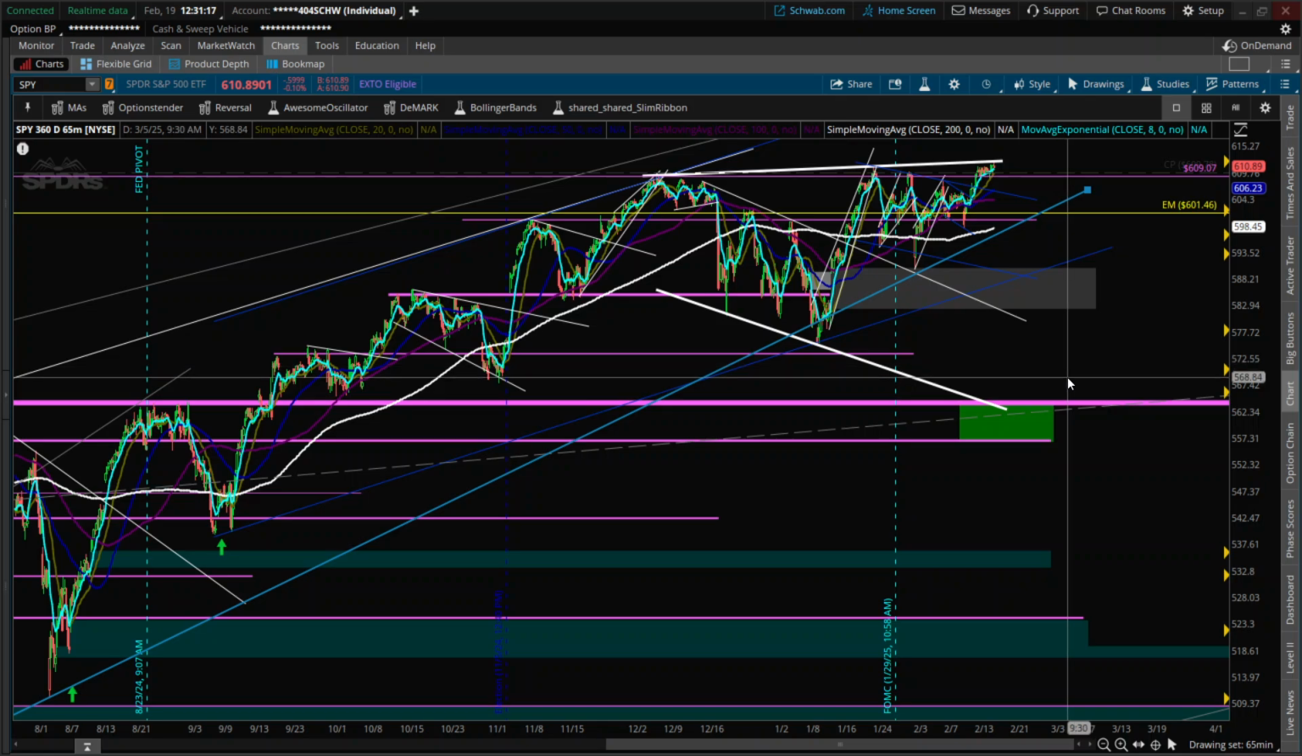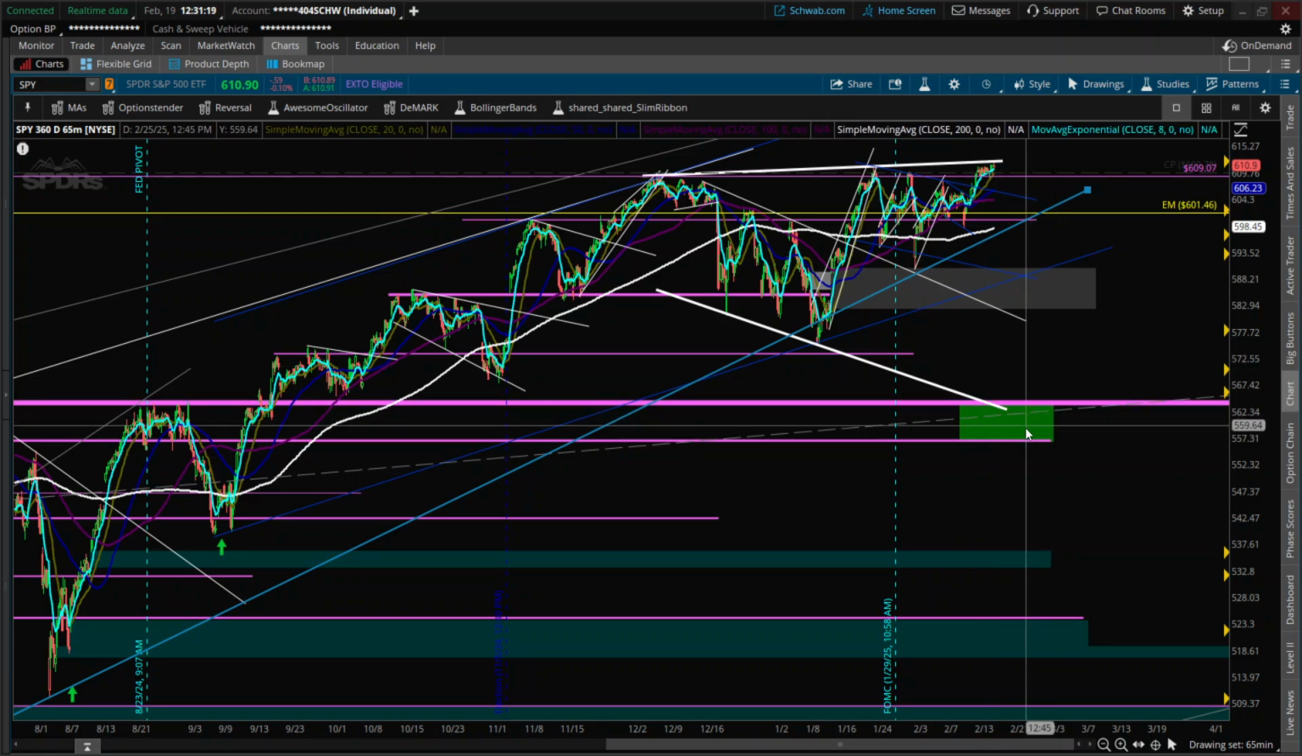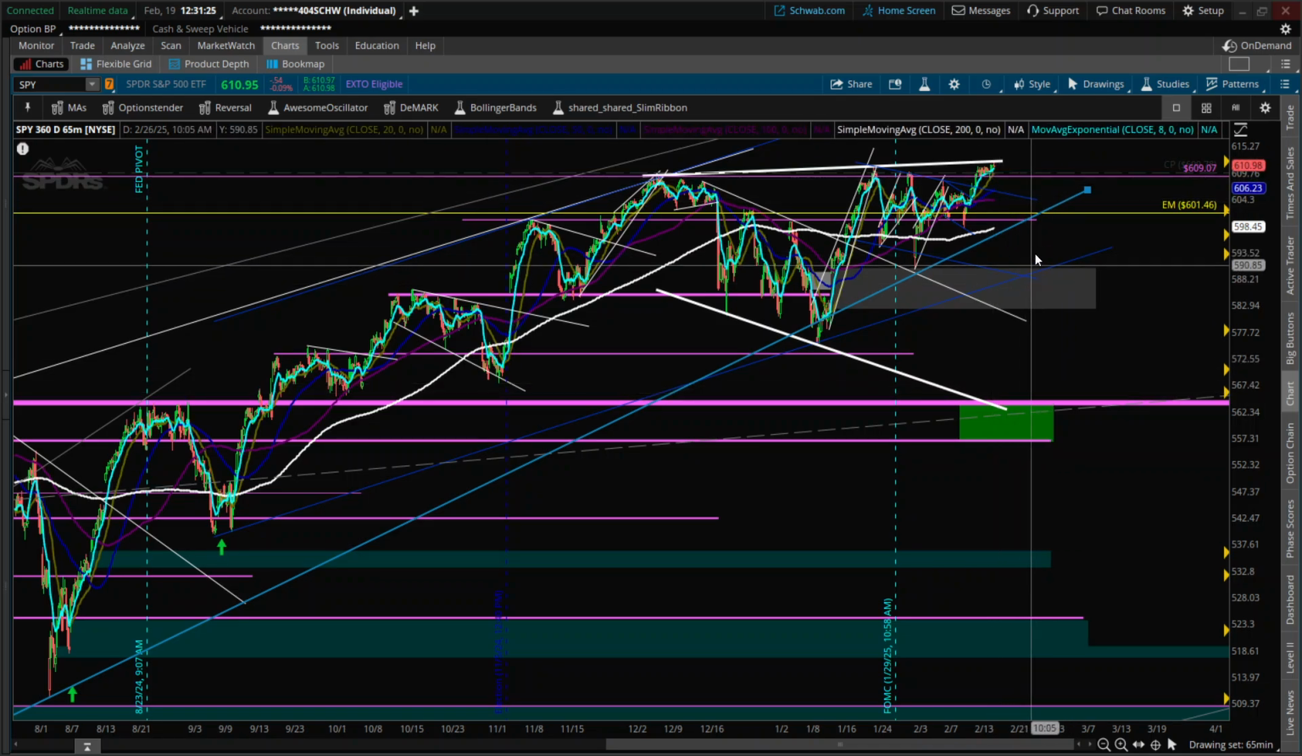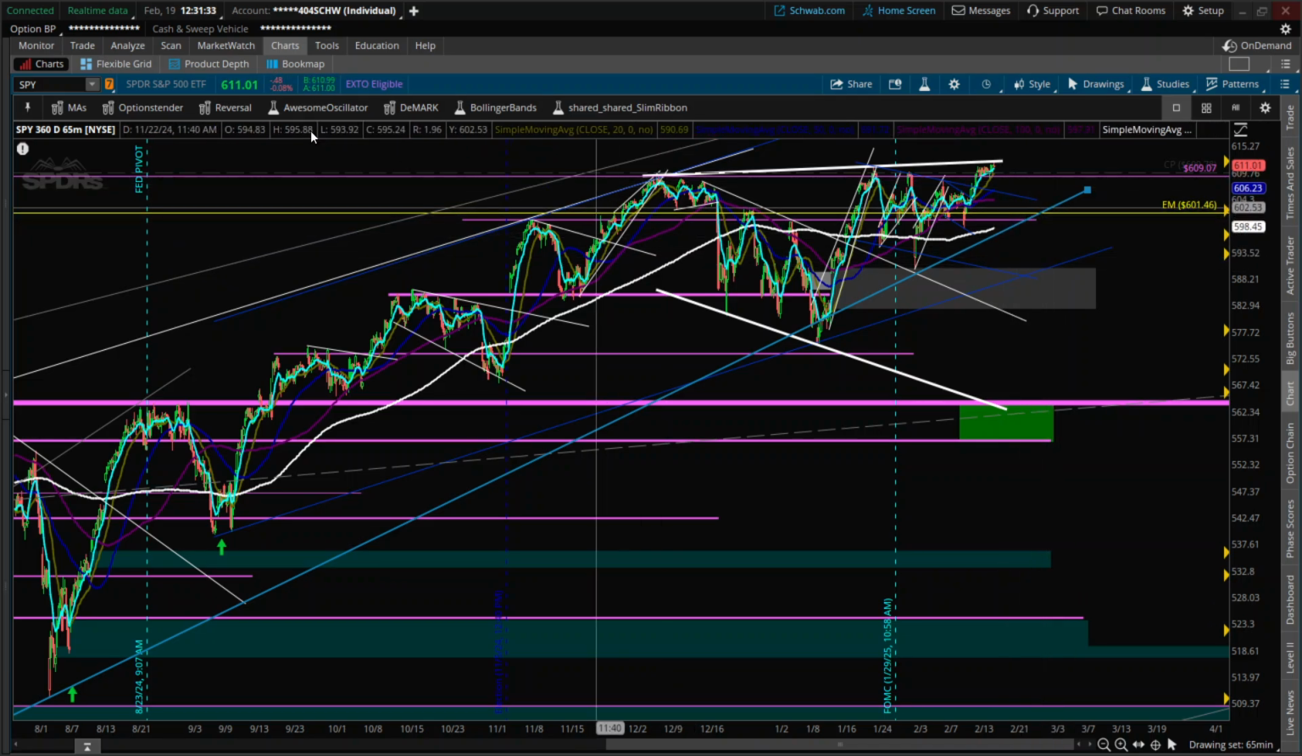Okay, so anything's possible. Do we get a straight shot down to our target area? I'm not so sure, but I could see ending the whole week right after here, after everybody gets super bearish, and we'll end up at 601.